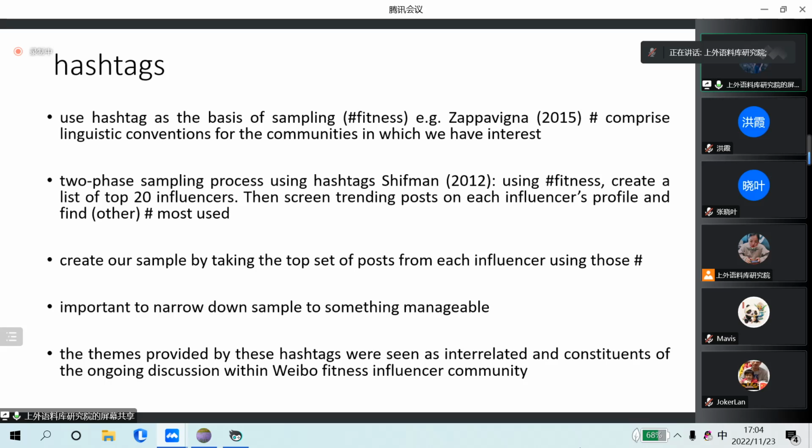So the themes provided by these hashtags were seen as interrelated and constituent of the ongoing discussion within the Weibo fitness influencer community.